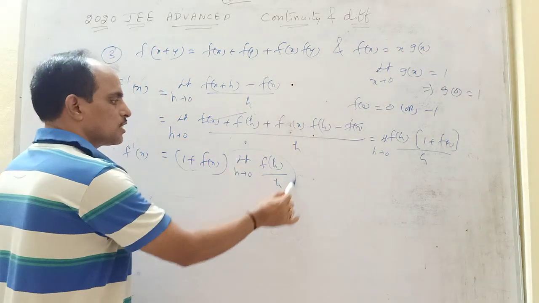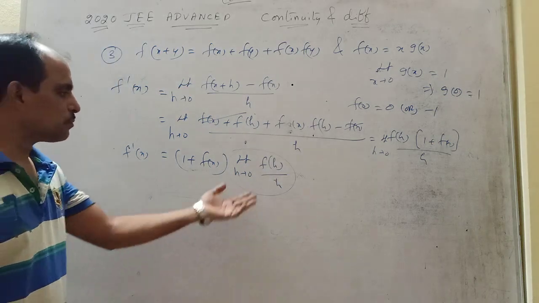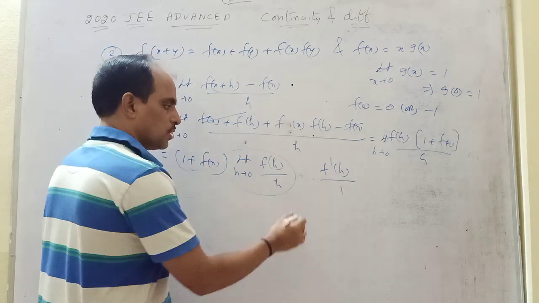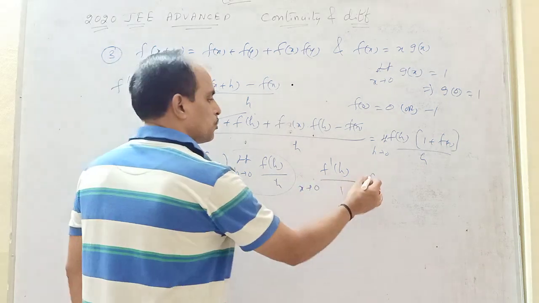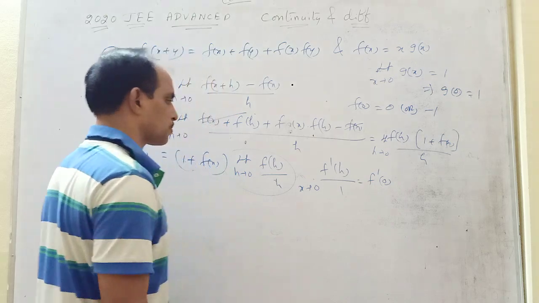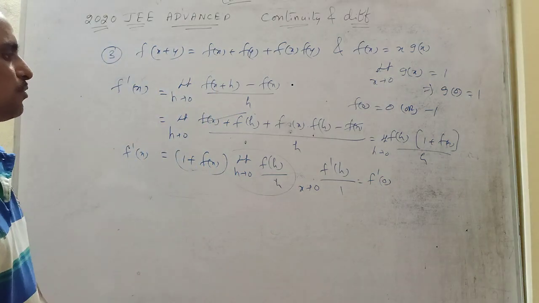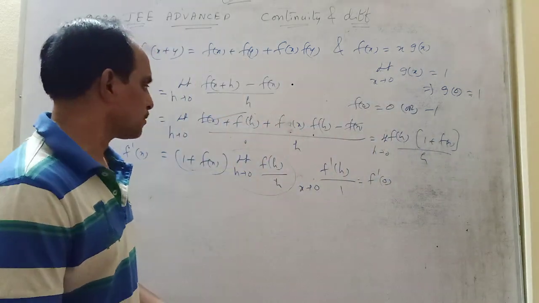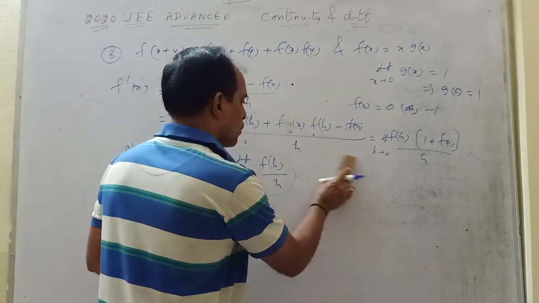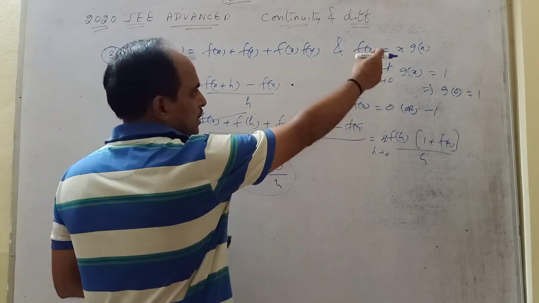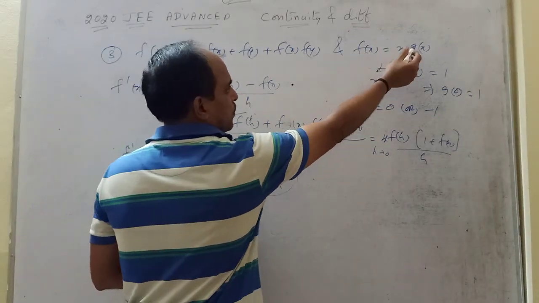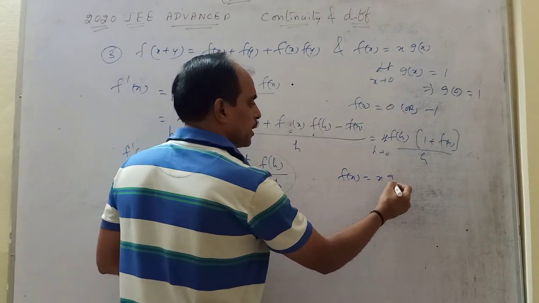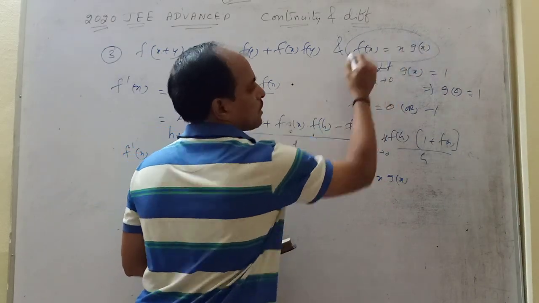Okay. How to find this limit? Just by using L'Hospital rule. If you use L'Hospital, you will get f dash h by 1, where h tends to 0. Now you put f dash of 0. So we don't know the value of f dash of 0. So better you do one thing. That is, you see how to find this value. There is a function that is given. You see f of x is equal to x g of x. That is given in the question itself.